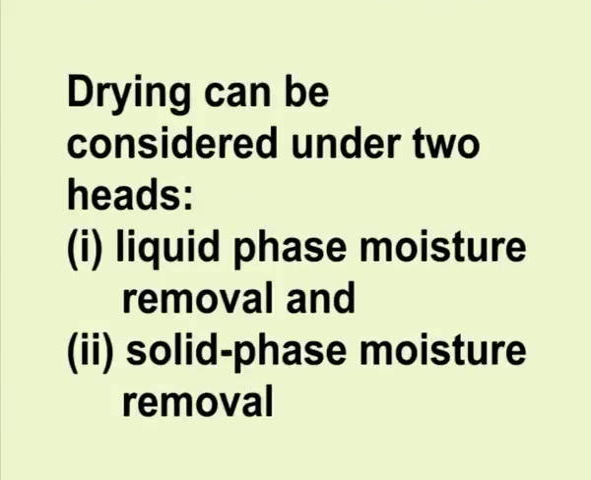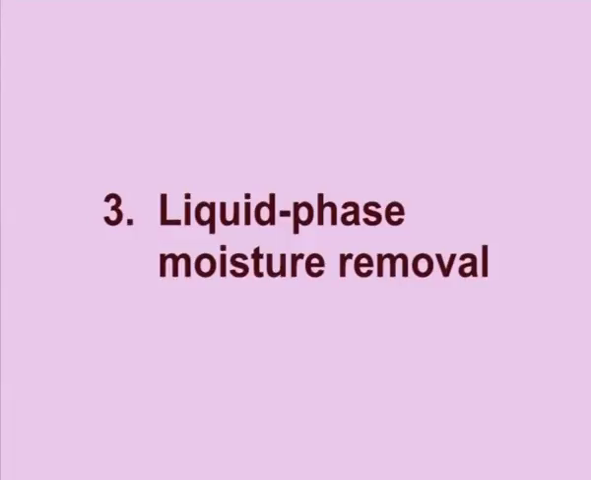Drying can be considered under two heads: one, liquid phase moisture removal, and the second, solid phase moisture removal. Liquid phase moisture removal. Liquid phase moisture removal involves drying by heat. When drying is done by heating, the process may be broken down to the supply of heat to the material and the removal of the resulting water vapor.